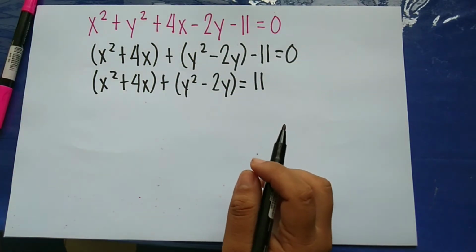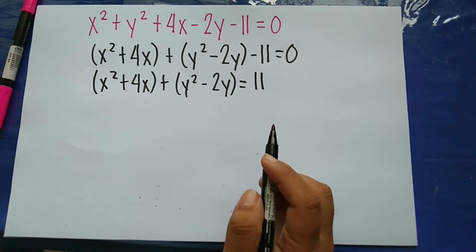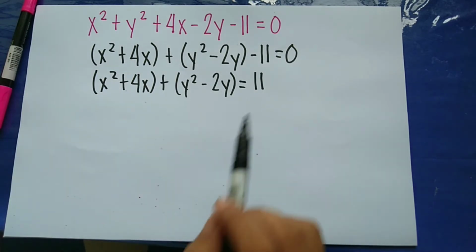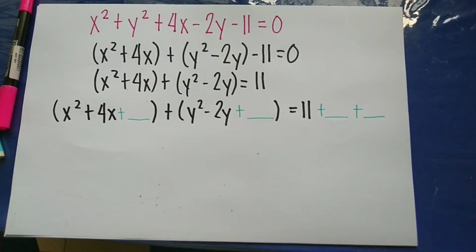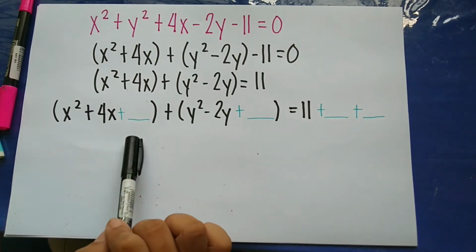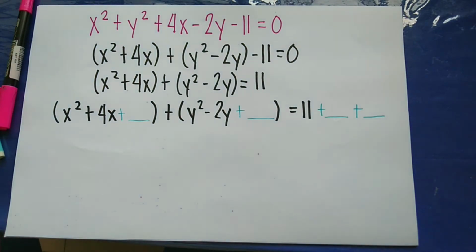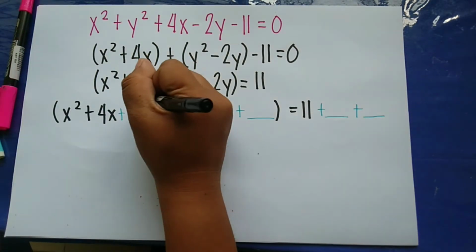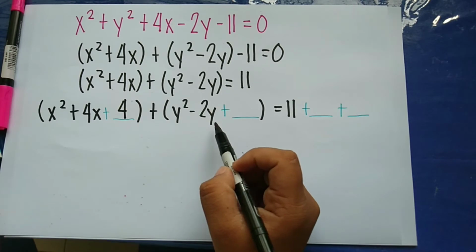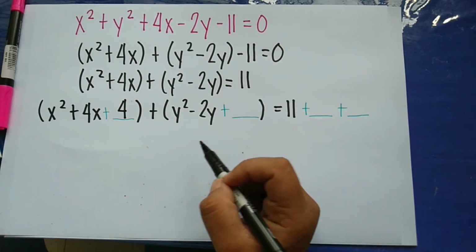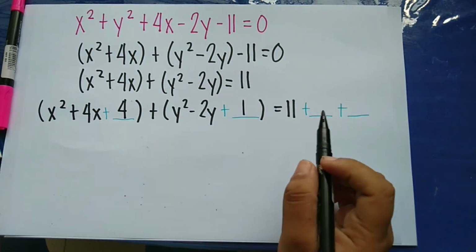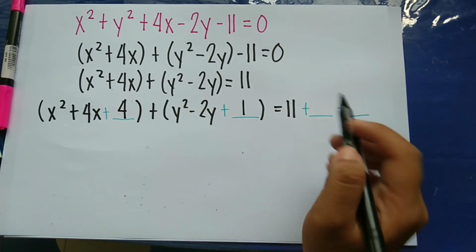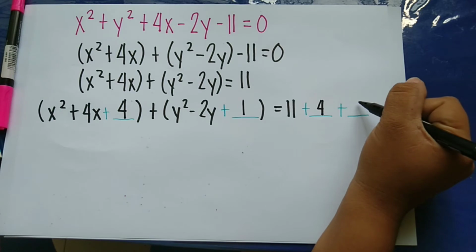Next step, create two perfect square trinomials by completing the square method. Whatever terms that were added to the left side will also be added to the right side. Using our knowledge on completing the square, we will create two perfect square trinomials. So we will divide the middle term by 2. 4 divided by 2 is equal to 2, then we will square it, and 2 squared is equal to 4. Same here, negative 2 divided by 2 is negative 1, and negative 1 squared is equal to positive 1. Whatever is added on this side will also be added here. So we add 4 and 1.